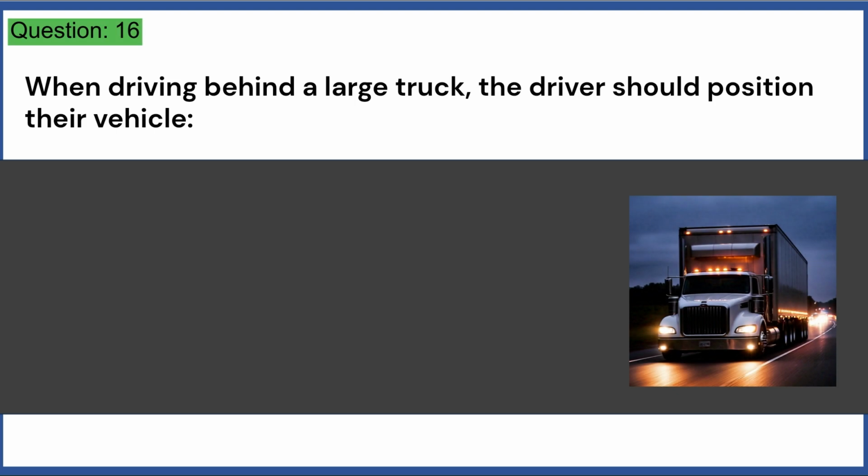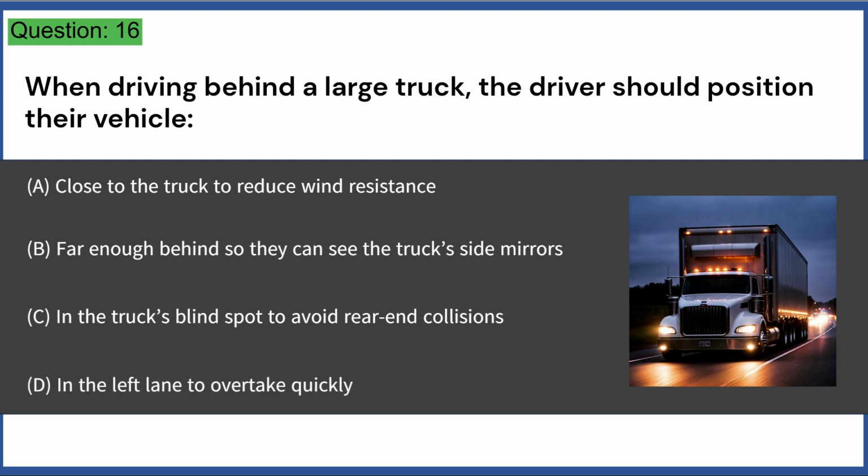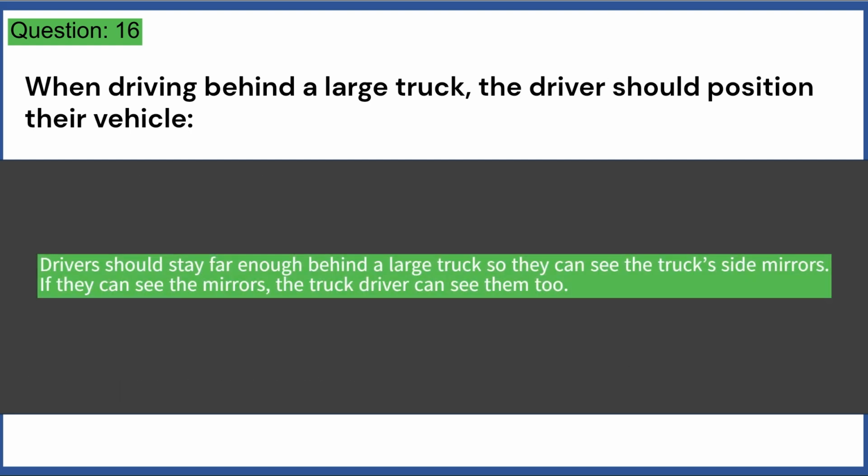visibility. When driving behind a large truck, the driver should position their vehicle: A. Close to the truck to reduce wind resistance. B. Far enough behind so they can see the truck's side mirrors. C. In the truck's blind spot to avoid rear-end collisions. D. In the left lane to overtake quickly. Answer: B. Drivers should stay far enough behind a large truck so they can see the truck's side mirrors. If they can see the mirrors, the truck driver can see them too.